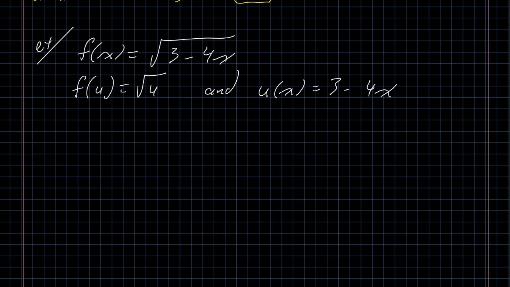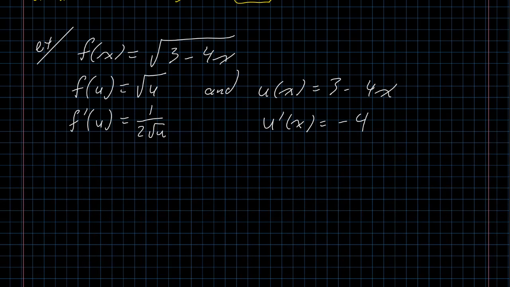And so by making that recognition, f prime of u is 1 over 2 square root of u, right? That's just using the power rule. We actually looked at that example in the power rule video, so I'm not going to go through it again. And then u prime of x is going to be 0 minus 4 times 1, which is just negative 4, right? Relatively simple as derivatives of polynomials go.